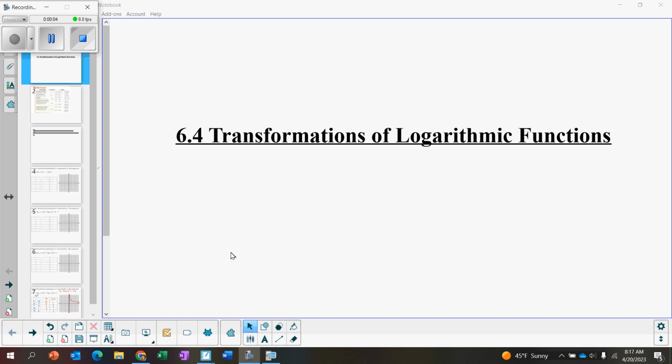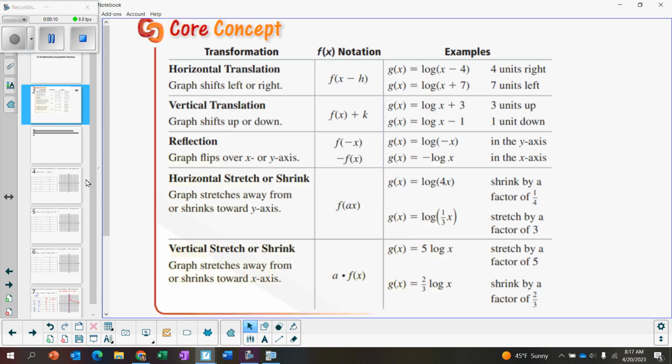This is lesson 6.4, transformations of logarithmic functions. So all of these transformations we're going to talk about, we have seen now numerous times. If it happens with the x, that's how we move it left or right, and it's the opposite because the x lies. If it happens afterwards, then it's going to be our up and down, and it's exactly as it appears, so plus 3 up, minus 1 down.